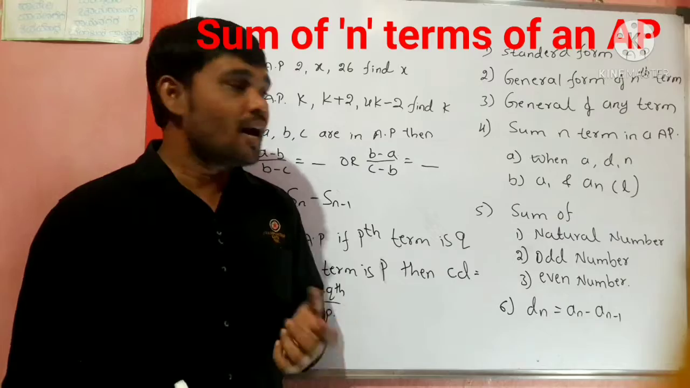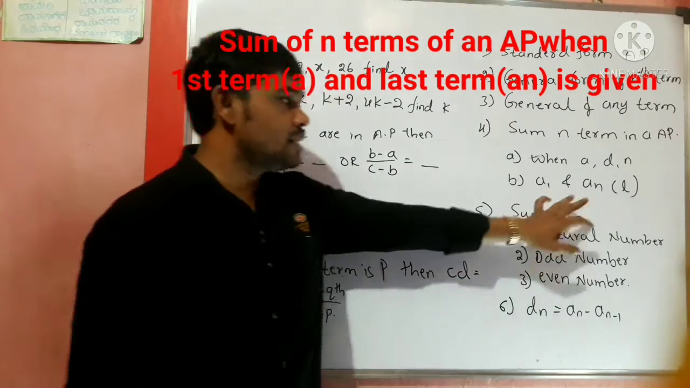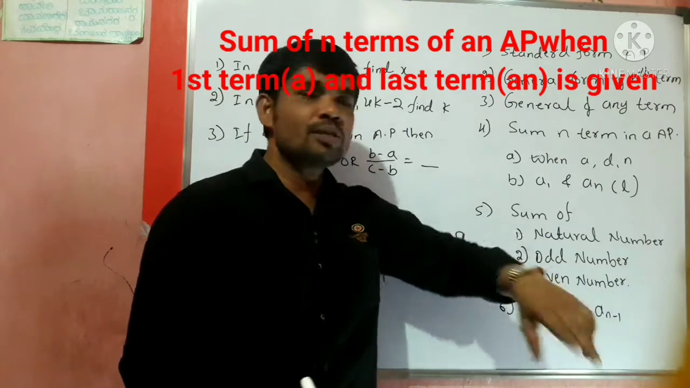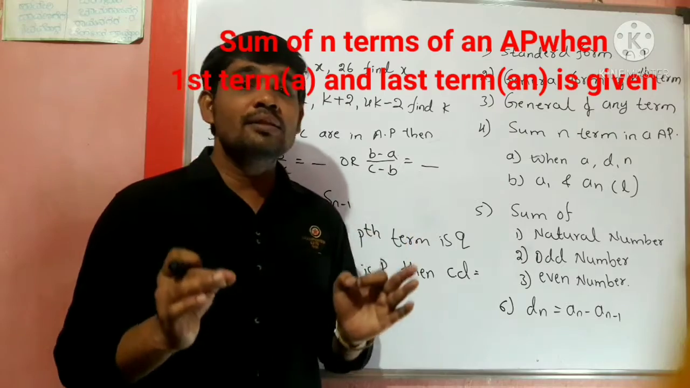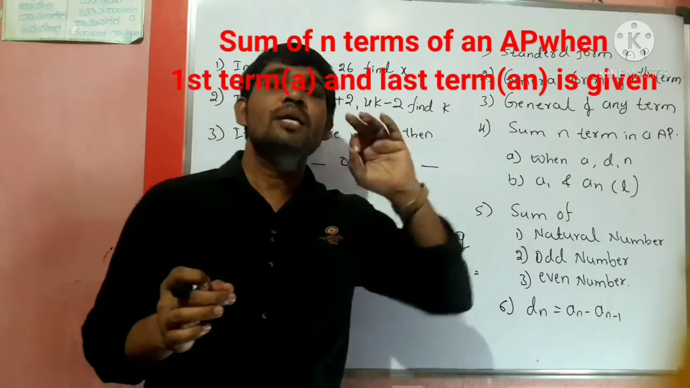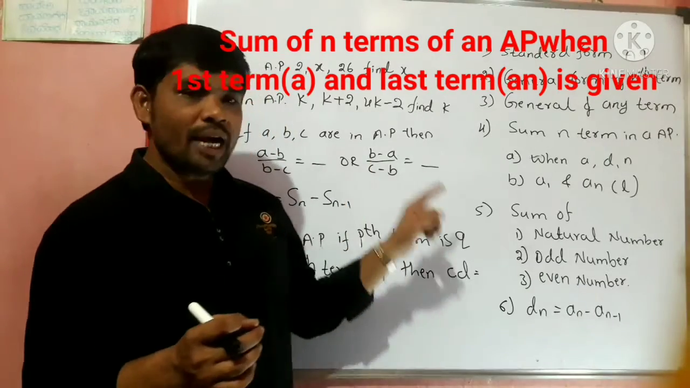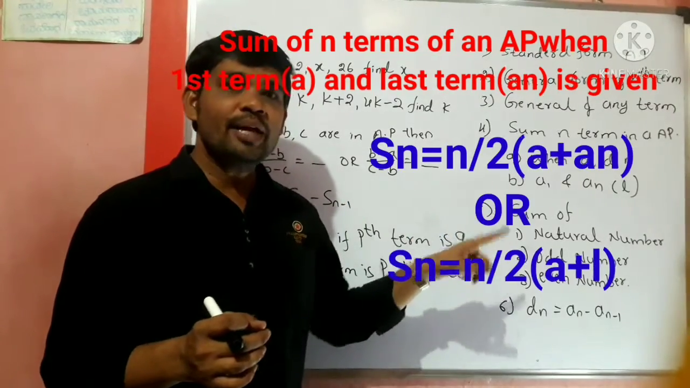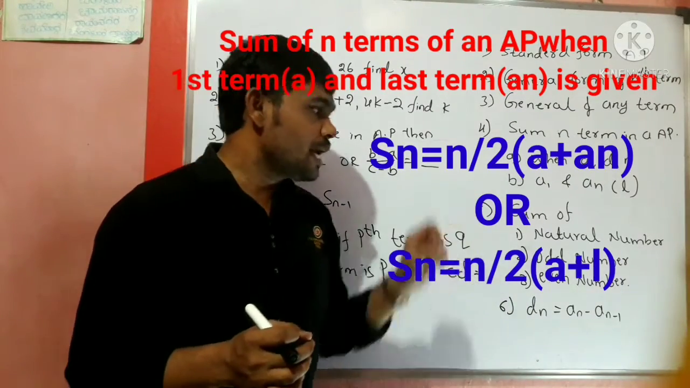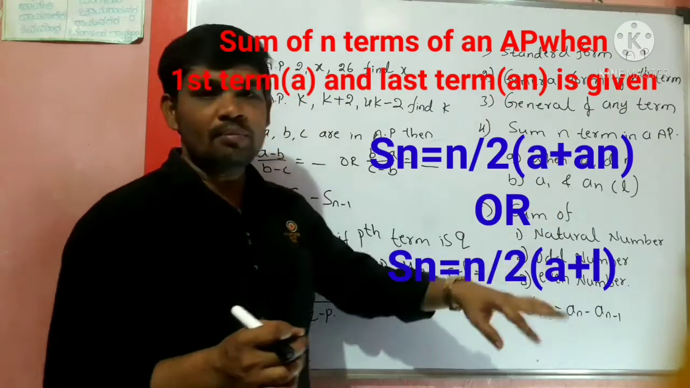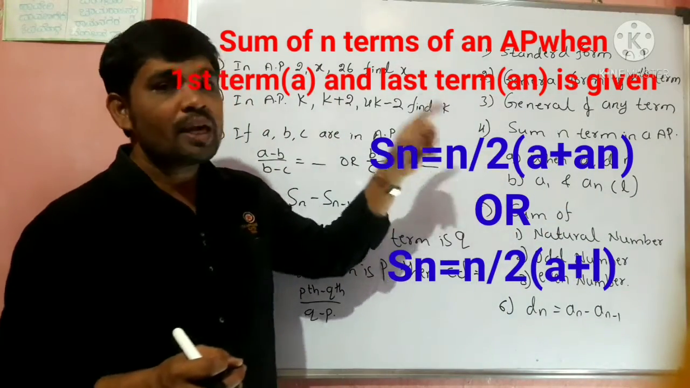And one more question they may ask is when the first term and last term are given. Here the last term is a_n, and we also call it l. If they ask to write the sum of n terms of an AP when its first term and last term are given, then you have to write S_n is equal to n by 2 into (a plus a_n), or S_n is equal to n by 2 into (a plus l). Both are the same. You can take a_n or l. You have to write any one.